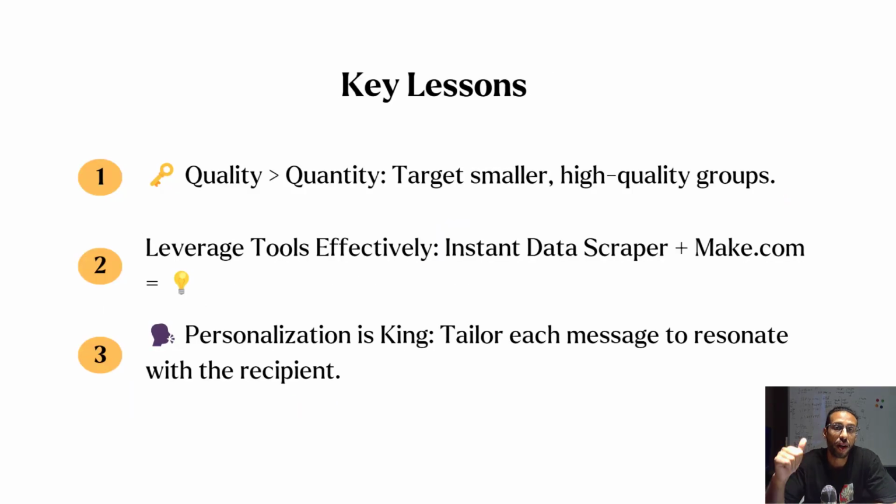Key lessons. Number 1, quality over quantity. Target smaller, high quality groups. Number 2 is leverage tools effectively. Instant Data Scraper plus Make.com if you have the ChatGPT Pro version and the paid version, or you can do it for free as well. Make sure also to get the Quick Macros for Windows or the auto clicker for the Mac. And lesson number 3, personalization is king. Tailor each message to resonate with the recipient.